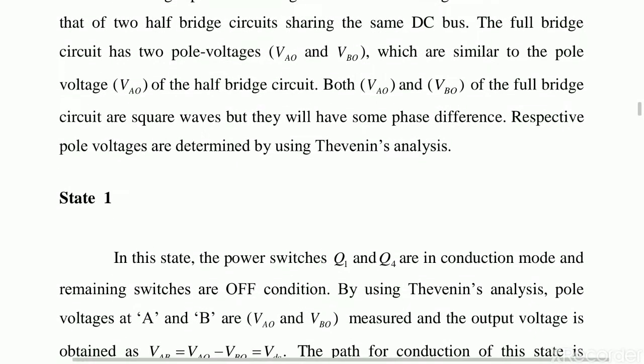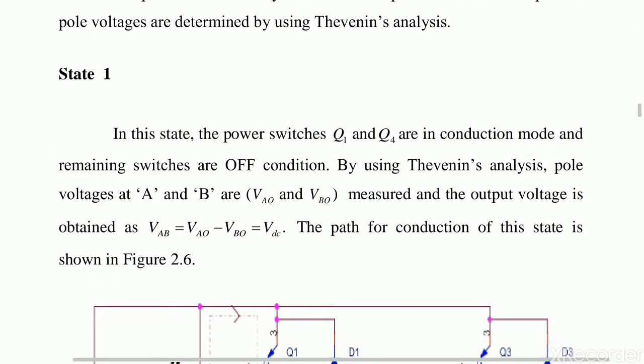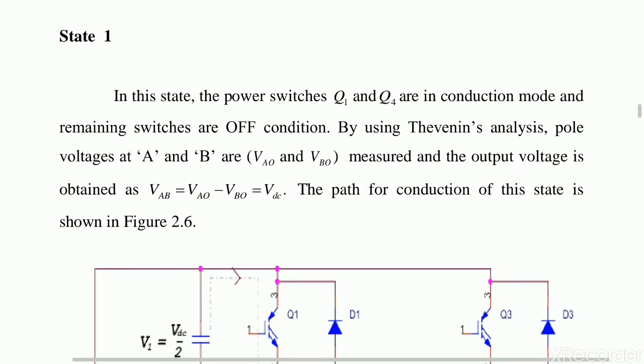Let's discuss state 1. In state 1, the power switches Q1 and Q4 are in conduction mode and the remaining switches are in off condition. By using Thevenin's analysis, the pole voltages at A and B are measured as VAO and VBO, and the output voltage is obtained as VAB equal to VDC. The path for conduction of this state is shown in the figure.